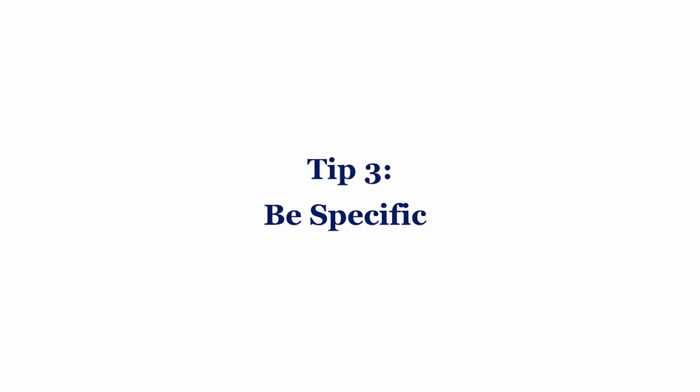Tip 3, be specific. This is where you review your prioritized list and determine if you've missed anything. Have you overlooked any characteristics or behaviors that should be added to the list? Are there any characteristics and behaviors that are too broad and you need to refine them, making them more specific?